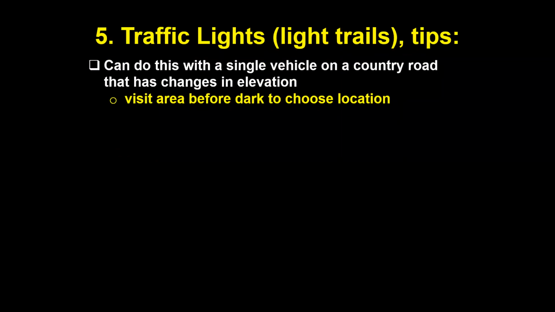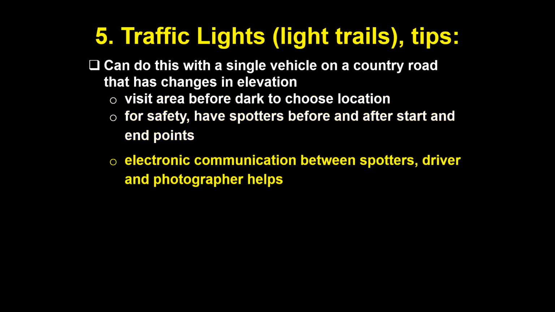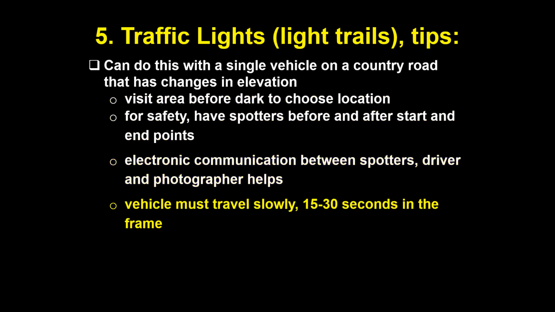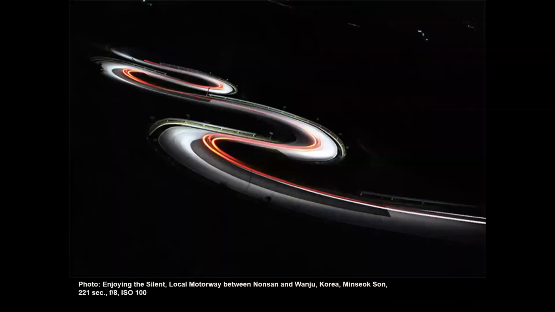So first you should visit the area before dark to choose a location, and for safety's sake, you should have spotters before and after the start and the end points of where you're shooting. They should be in good communication between the driver and the photographer and the safety people. And you've got to have the vehicles go slowly, not fast. So 15 to 20 seconds in the frame. And white balance will depend upon the lights of the vehicle, whether they're tungsten or fluorescent. Here's a picture. I really like this one, sinusoidal curve going down the road.